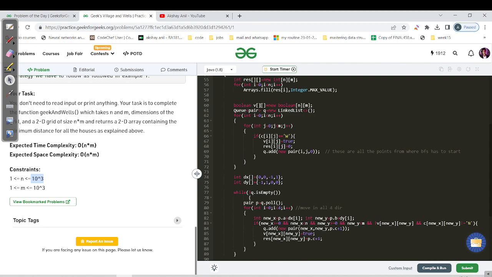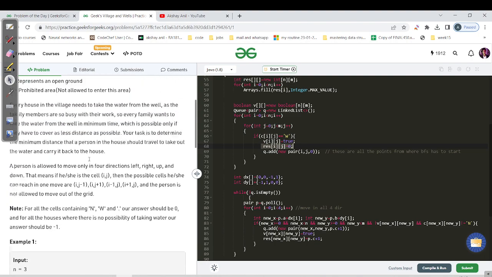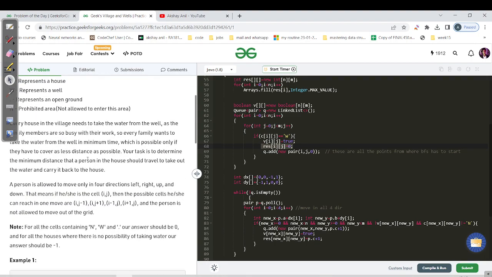Okay, so we have a boolean visited array just to maintain that whenever a node is visited, we will not have to visit it more than once. So if the current cell is w, then we are marking it as true, and then marking the current entry as 0, because the question said whenever you have w and n in your array, you have to return 0. Your answer would be 0, right?